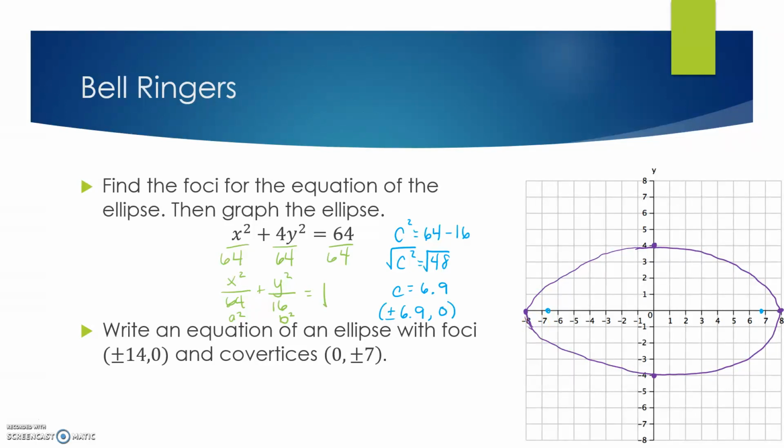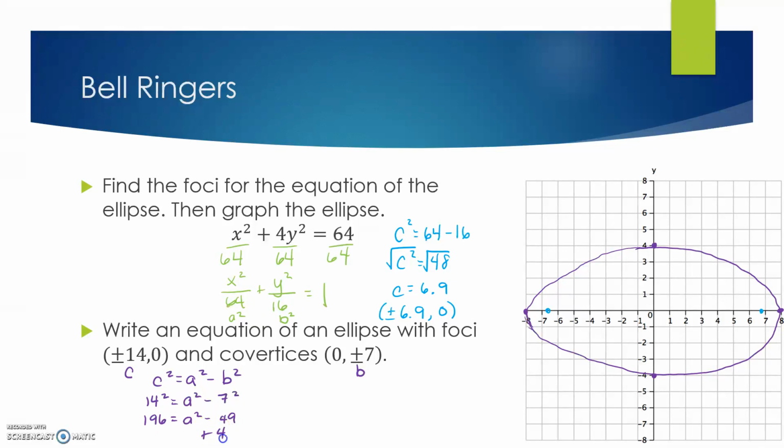Second one says write an equation of an ellipse with foci of plus or minus 14, 0, and covertices of 0, plus or minus 7. So this is my c value. This is my b value. I'm going to have c squared equals a squared minus b squared. So 14 squared equals a squared minus 7 squared. So we're going to get 196 equals a squared minus 49.